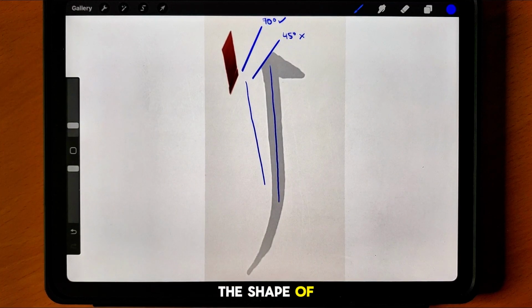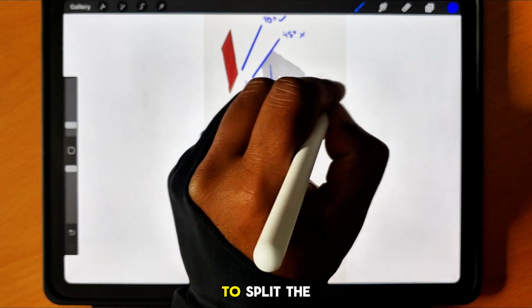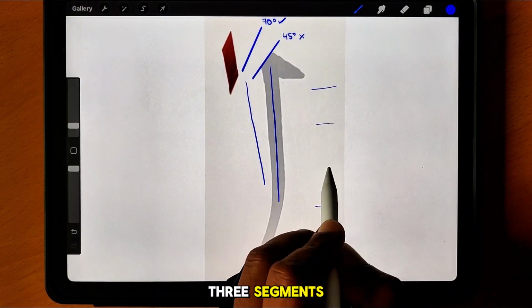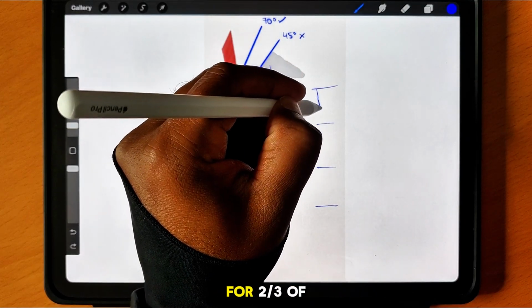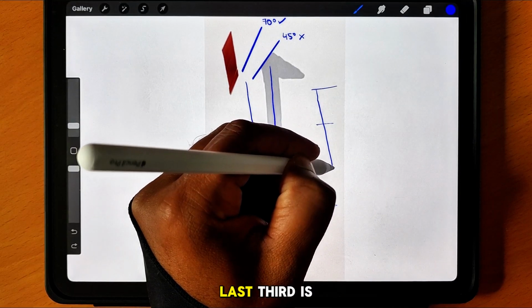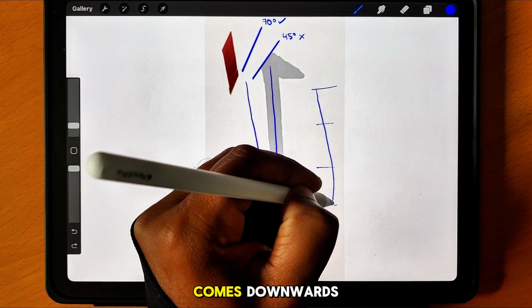Now, what is the shape of the alif? Is it a curved stroke or is it a linear stroke? So the answer is that it's a bit of both. The initial part of alif, so if we were to split the letter alif into 3 segments, the alif is a linear stroke for 2/3 of the way, and then the last third is a curved part of the alif, which actually just comes downwards.